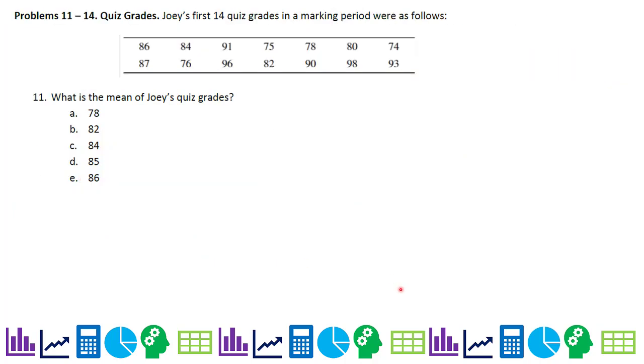Now we give you some data. Joey's first 14 quiz grades in a marking period were as follows. By the way, that's a lot of quiz grades in one marking period. And they ask you for the mean.